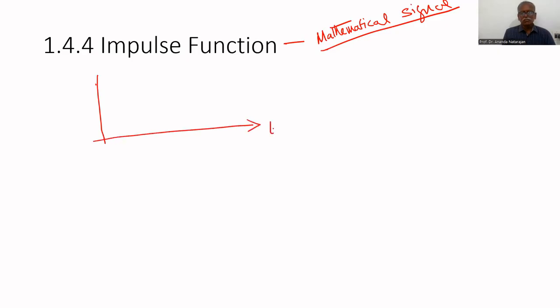We know that this is a pulse of width delta. Height is 1 by delta. Energy content is proportional to this area. If this area remains constant, energy remains constant.